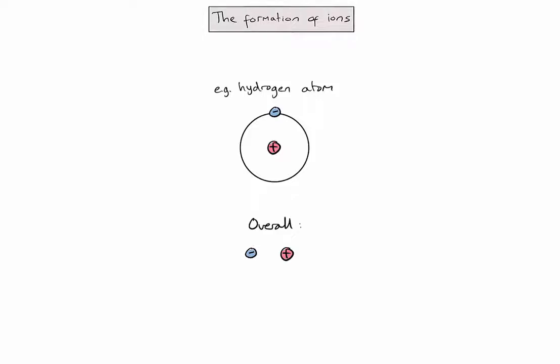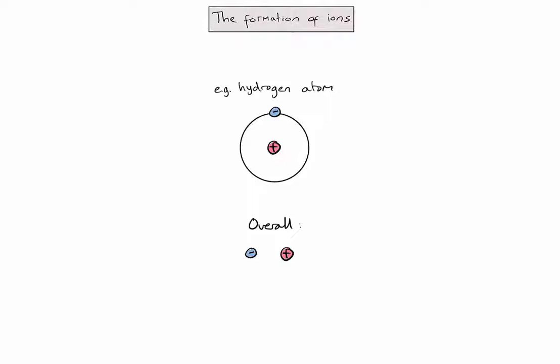So here is a simple Bohr model of a hydrogen atom. You can see the positively charged proton in the nucleus in the middle and a negatively charged electron moving around the outside. So to consider the overall charge on an atom, I need to identify how many protons there are and how many electrons there are, because these are the only charged particles in an atom. Neutrons, remember, have a neutral charge. In the case of the hydrogen atom, I've got one electron and one proton.